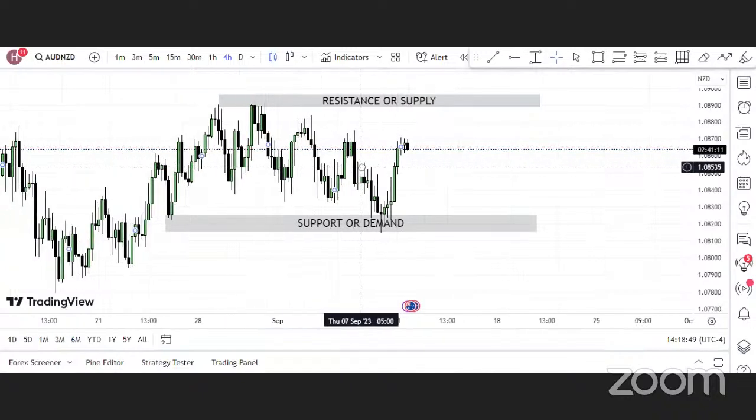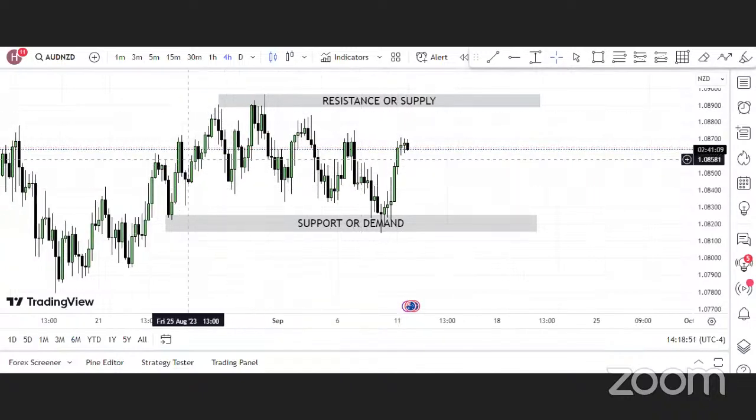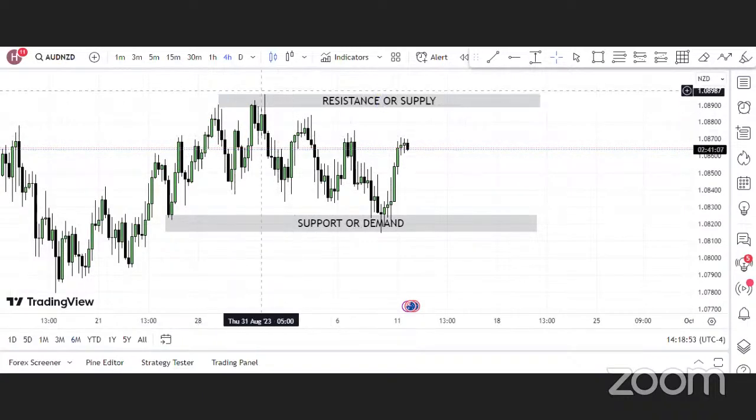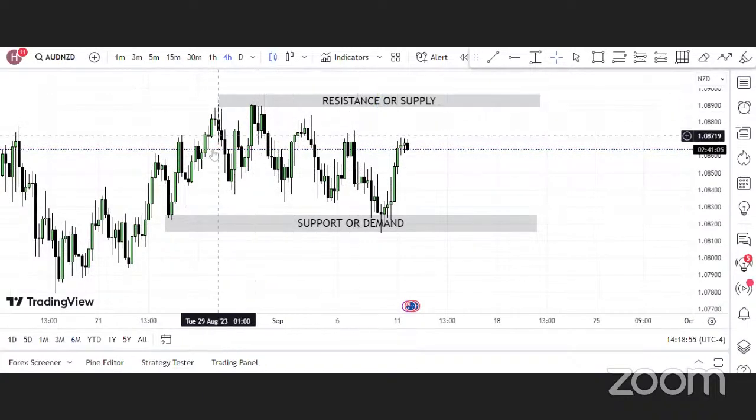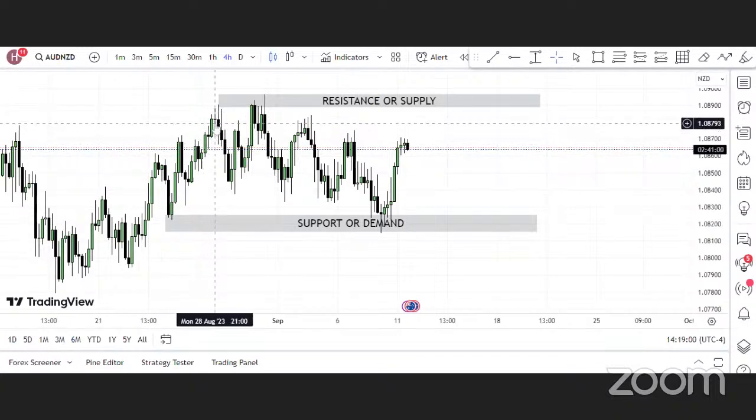So look at this market right now. Look at what is going on around this market and why I plot this resistance. You see, when your market is going up, okay, when your market is moving up to the top side.